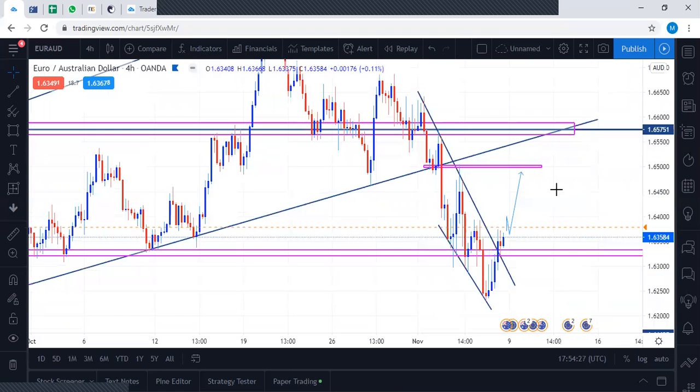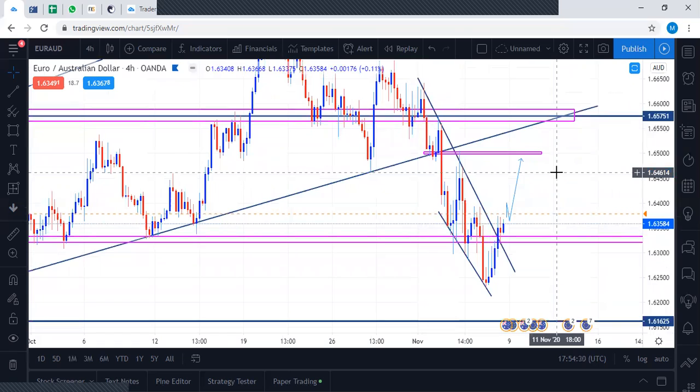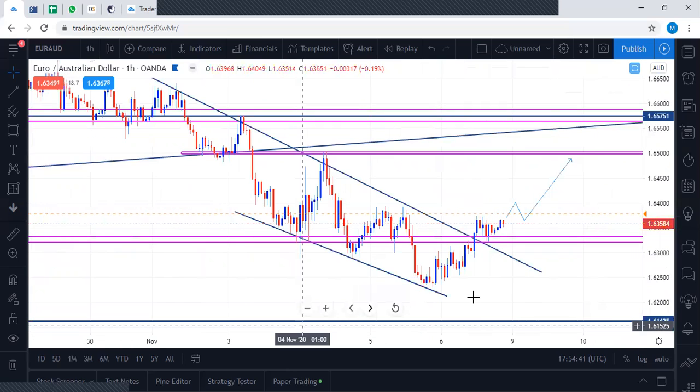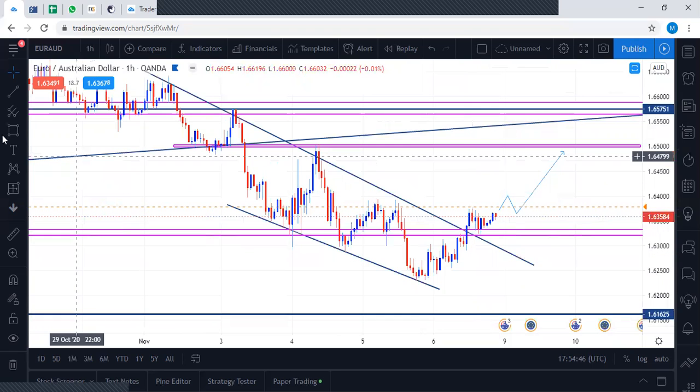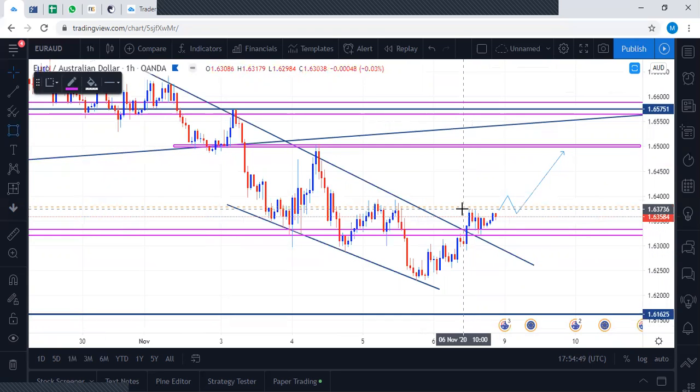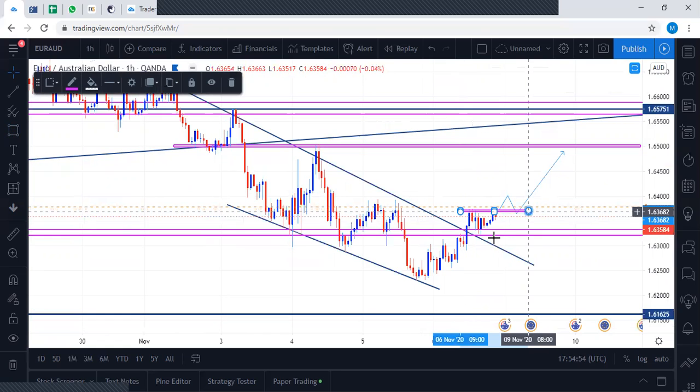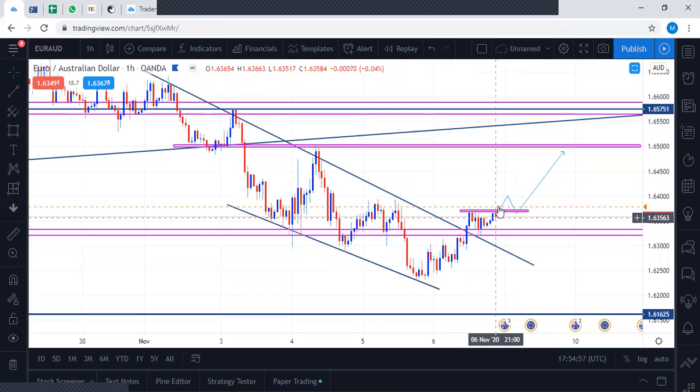So I'm going to be waiting and seeing how price opens, before I go long on this pair. So let's see. I would love to see a 1 hour candle close above this area here. Let's say the candle closes above. I'll be taking a buy up to this area here. I take my profits and putting my stop just around this area as well.